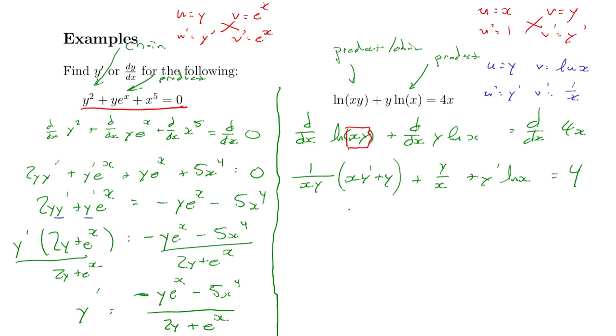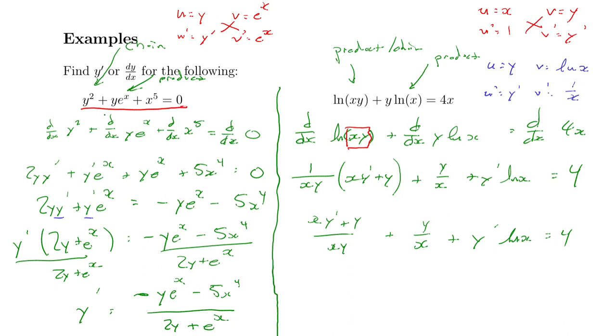I'm going to put this all together into fractions. I'm going to say x y prime plus y over xy plus y over x plus y prime natural log x equals 4. All right, you could start moving things around to solve for y prime, but what I'm going to do is get rid of these fractions.